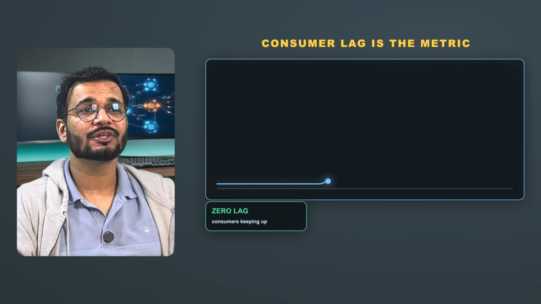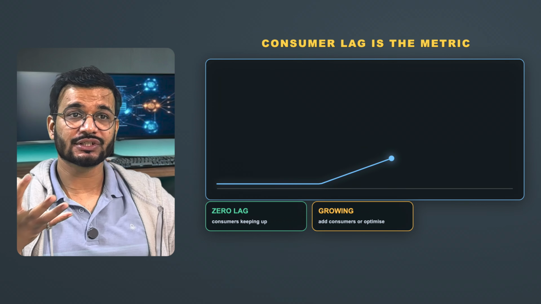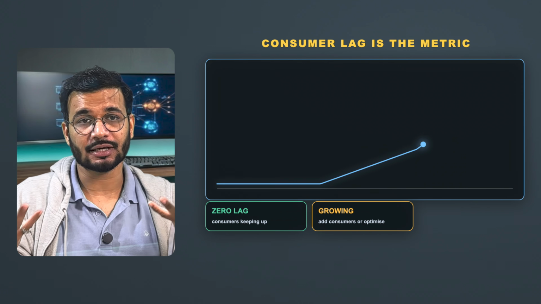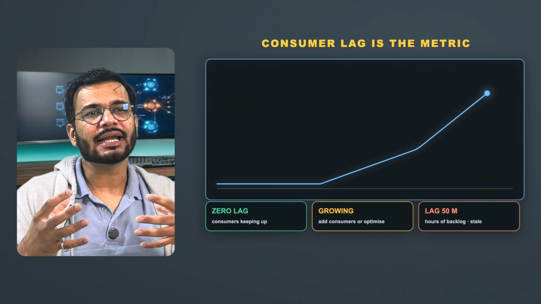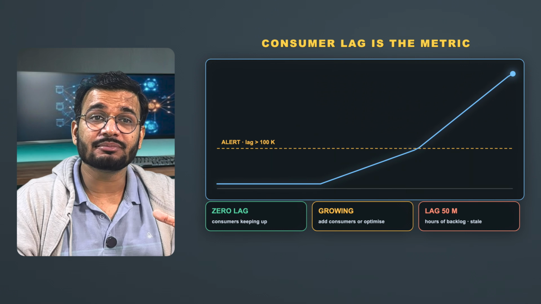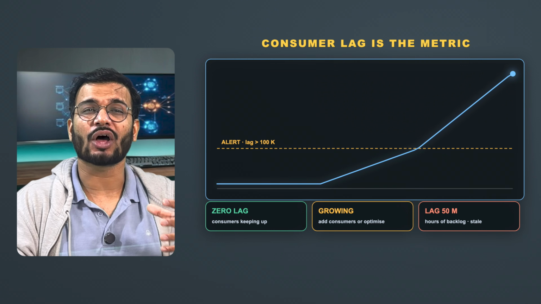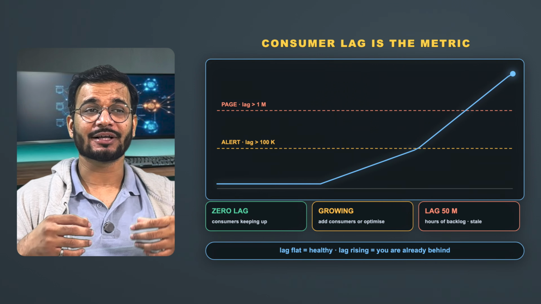So here are some of the observability things. Now, consumer lag is everything in the system. Zero lag means consumers are keeping up and healthy. Growing lag means they are falling behind. Add consumers or optimize the processing. A lag of 50 million means you have messages queued up for hours and downstream services are working with stale data. In this case, alert at a lag above 100,000, and page at a lag above 1 million. Those are the thresholds that actually matter in the system.